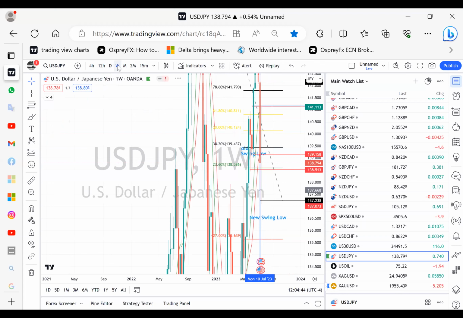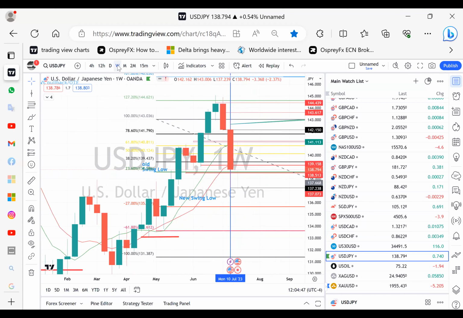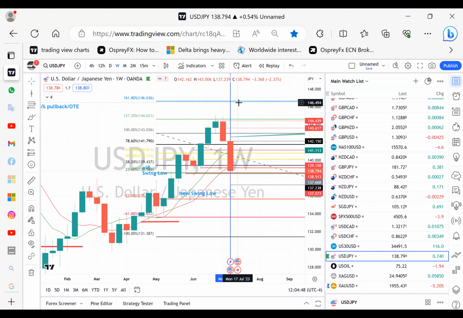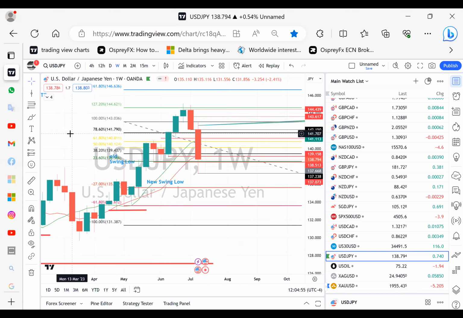I'll make the first attempt here. Okay, I'll do the very basic work. I'm going to delete this line. I would say fib the weekly candle. Yeah. Yeah, I agree with that. I would agree with that 100%.